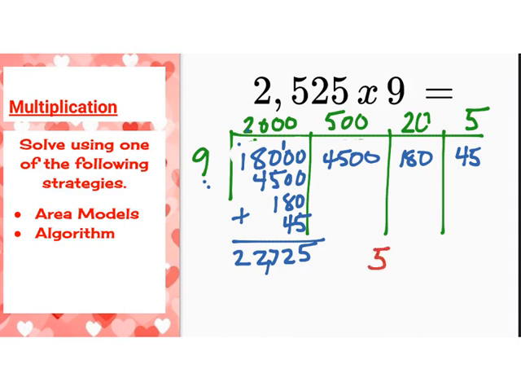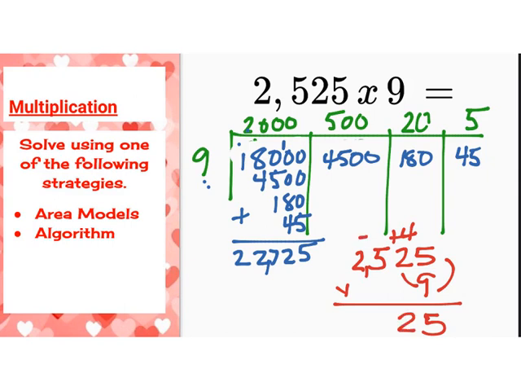Okay, so we have 2,525 times 9. 9 times 5 is 45. Carry my 4. 9 times 2 is 18 plus 4 is 22. 9 times 5 is 45 plus 2 is 47. 9 times 2 is 18 plus 4 is 22. And look at that, they match. So I have 22,725.